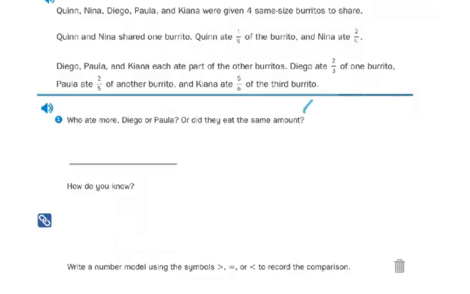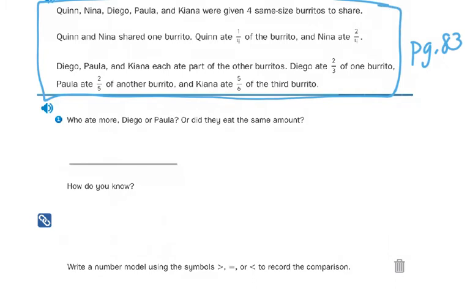We're going to be working in our journal today, and the journal page we're going to be working on is page 83. This top part right here, I will put on each screen, although you'll only see it once at the top of your page. Comparing fractions. Quinn, Nina, Diego, Paula, and Kiana were given 4 same-size burritos to share.